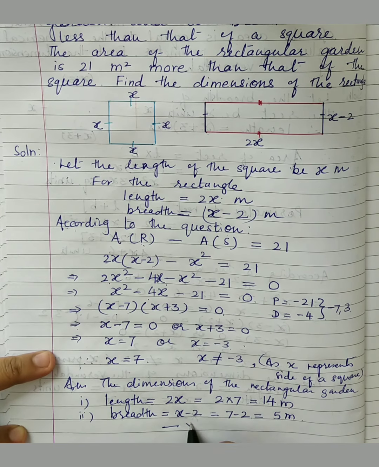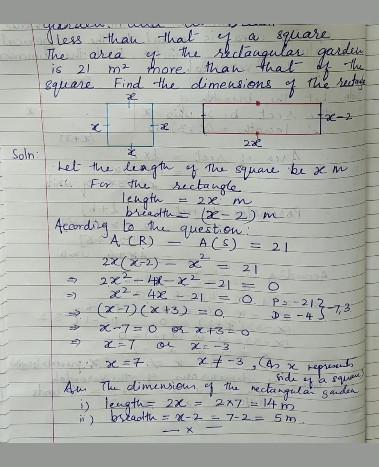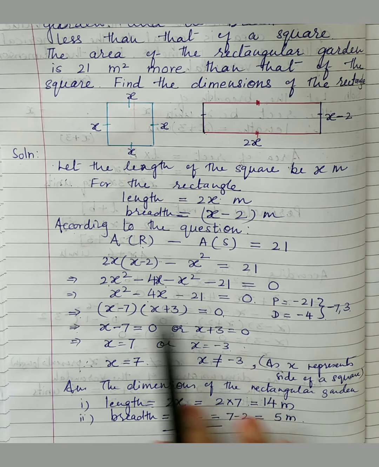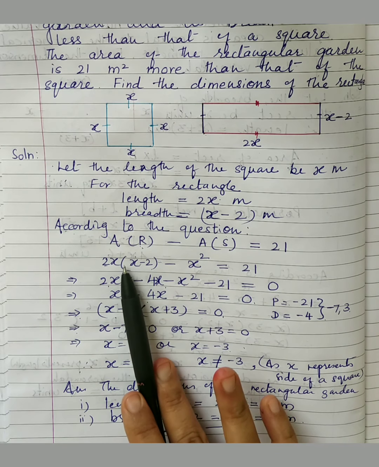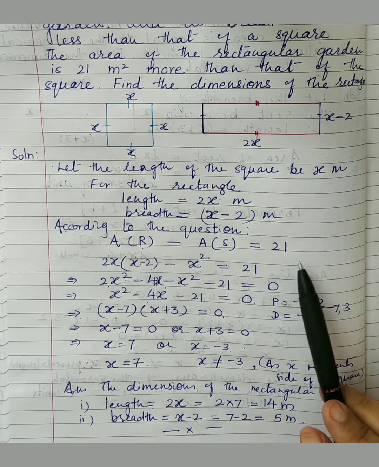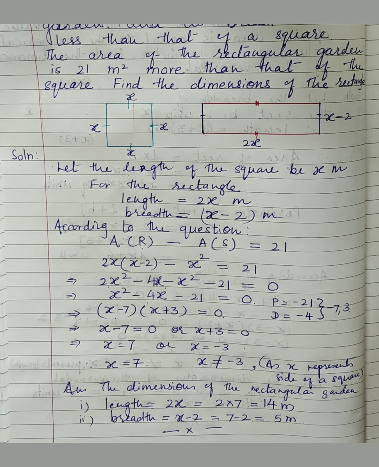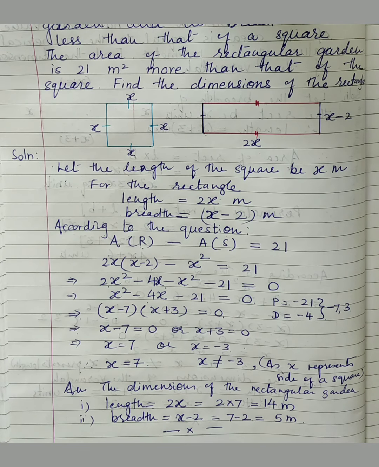And last, as I have explained how you can cross check, now you cross check whether it satisfies this equation or not: area of the rectangle minus area of the square, whether it is equal to 21 or not. Practice more. Take care of the geometrical concepts. They are very simple ones.